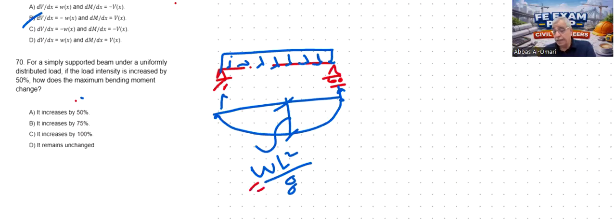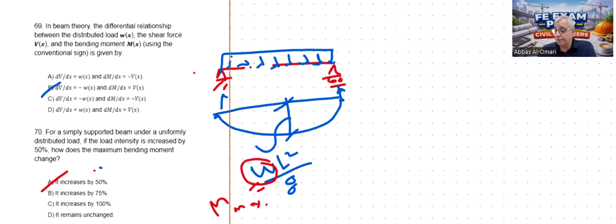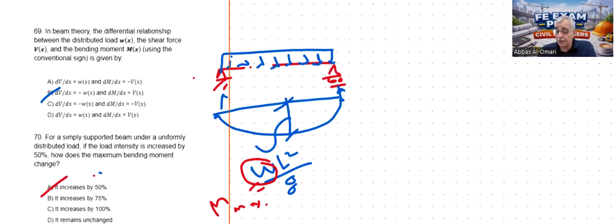is linear. The relationship between the moment and W is linear. So if W increases by 50%, that means the moment will increase by 50%. So the correct answer is A. If the load is increased by 50%, then the moment will also increase by 50%, and this is because the relationship between the load and the moment is linear. So the next question.